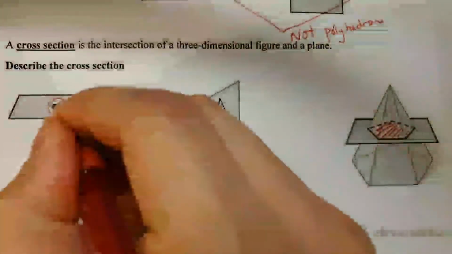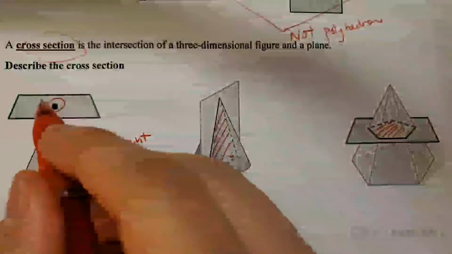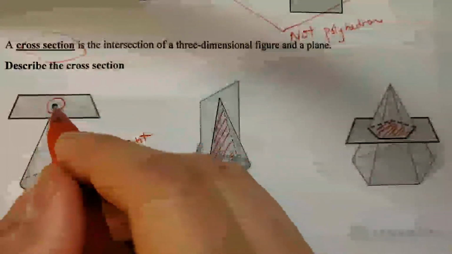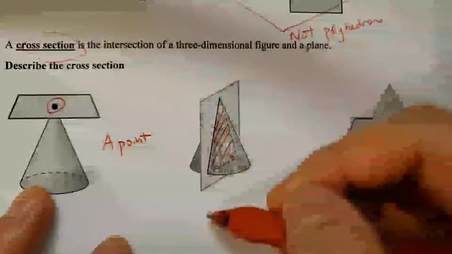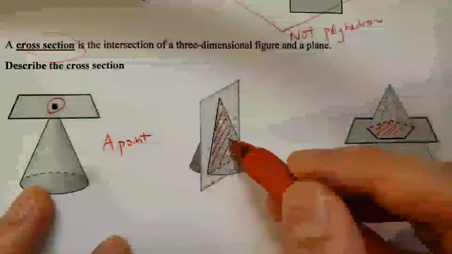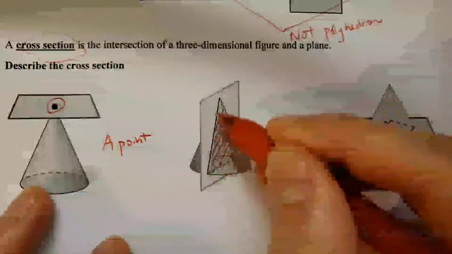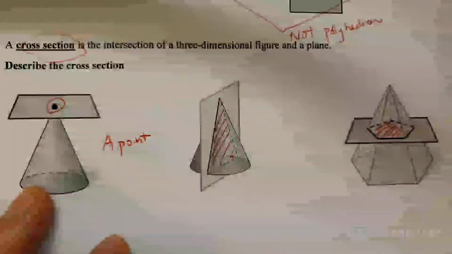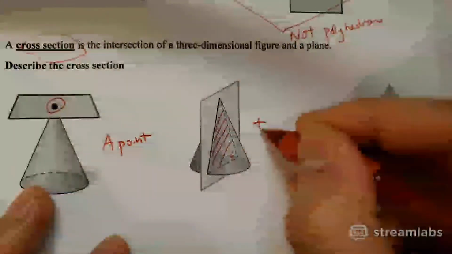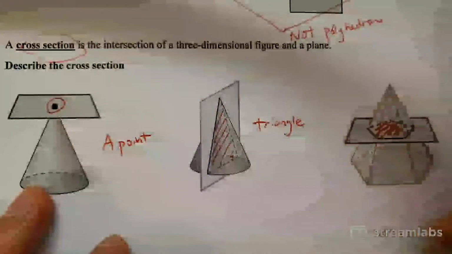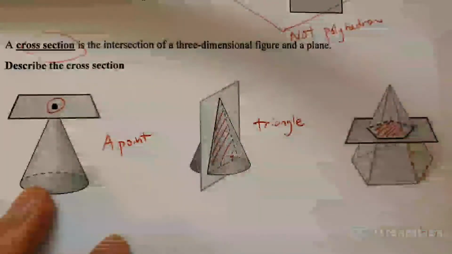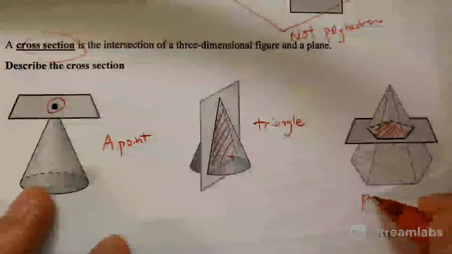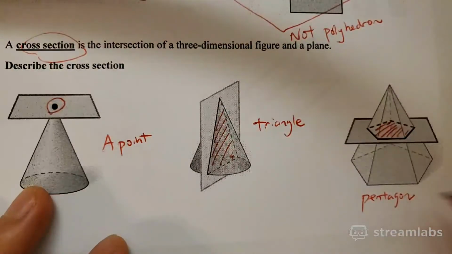So this is cross section is what you cut, okay? So if you cut this, you'll get a point, right? Because it's not from the tip. If you cut right in the middle of a cone, then you should get a triangle like this, right there. If you cut in the middle like this, then you should get a pentagon. Okay, these are called cross sections.